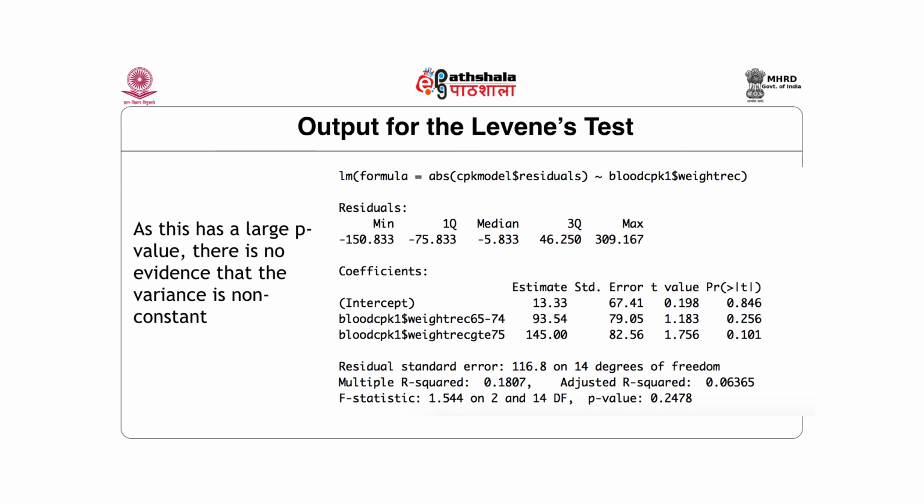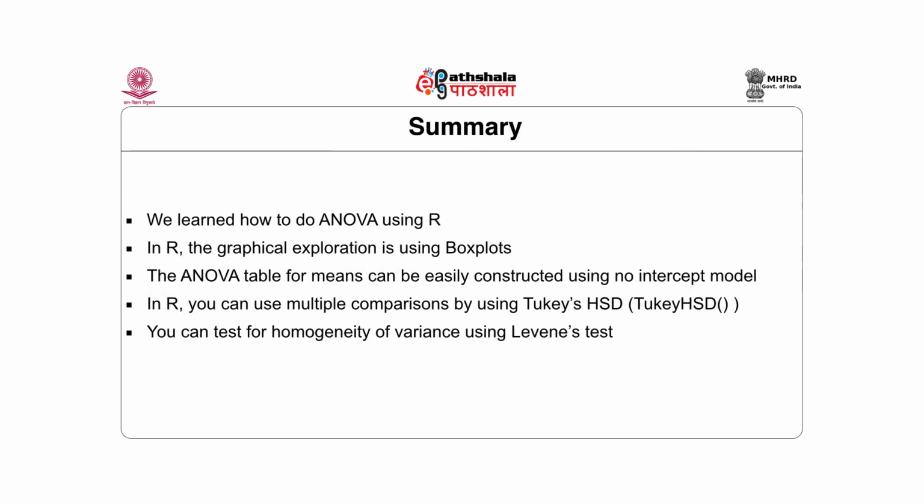You can get a nice graphical view, you can test the multiple comparisons. And when you put the analysis of variance in R, it is a good idea not to put the interaction or the intercept term. So these are some of the basic issues in how we learned to do ANOVA in R. The ANOVA table of means can be very easily constructed if you do not give an intercept, using the no-intercept model. You can use multiple comparisons with Tukey's honestly significant difference test, and you can test for the homogeneity of variance using Levene's test. That's as simple as that. So this is all about using ANOVA with R.